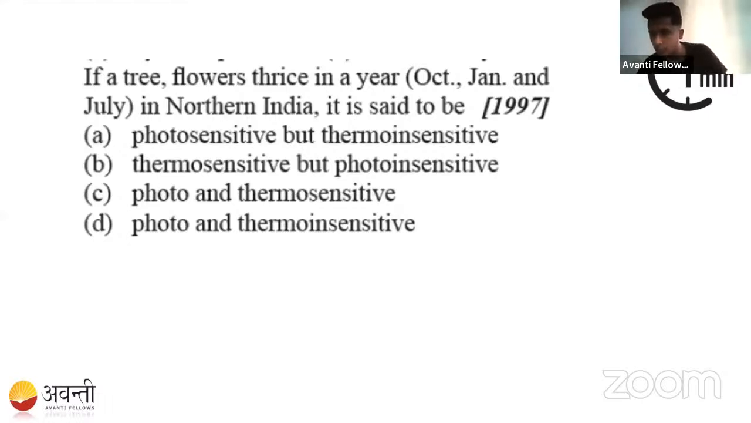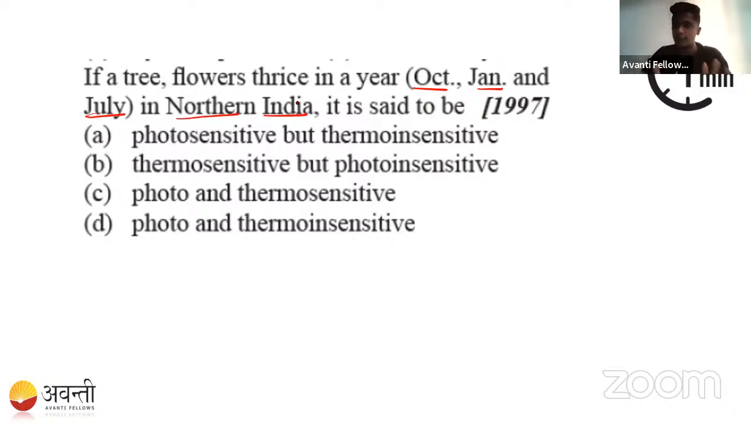Okay, students, I'll end the poll now. Your time is up. So let's see the question now. They're talking about a tree that flowers thrice in a year, that is, in October, January, and July. They have specifically mentioned it is northern India, right? So in these 3 months, we face extreme cold, isn't it?